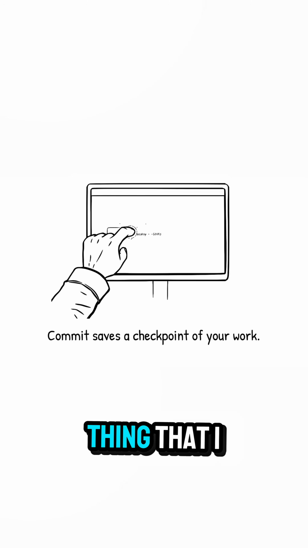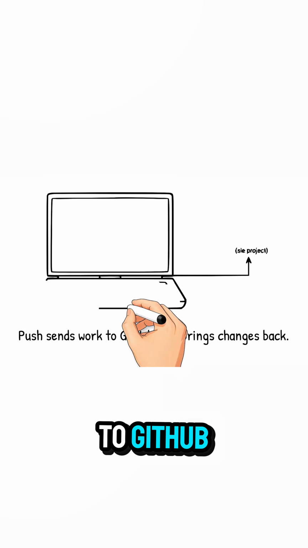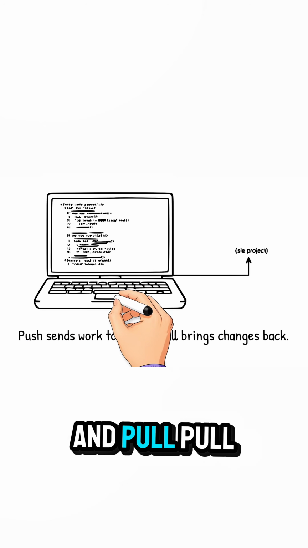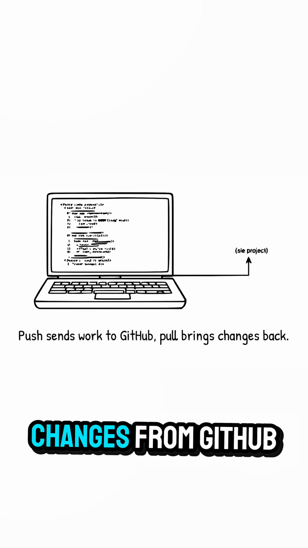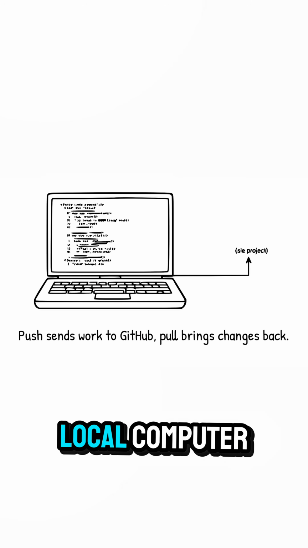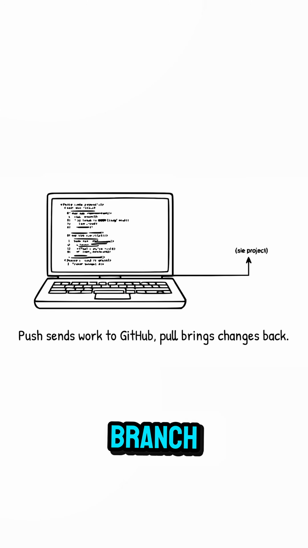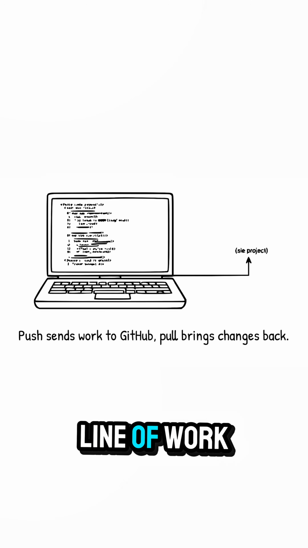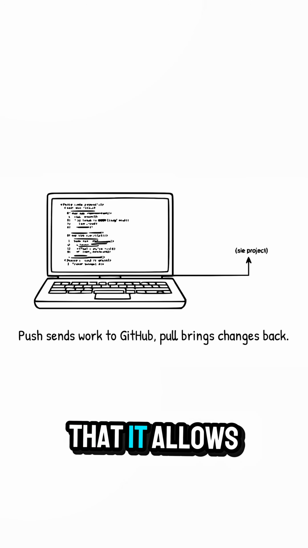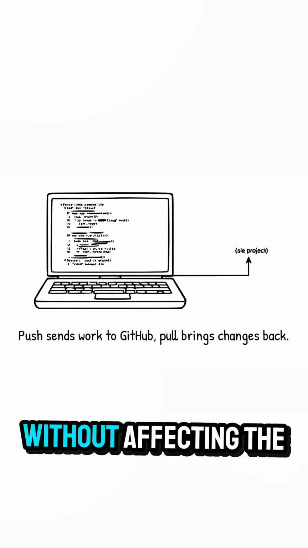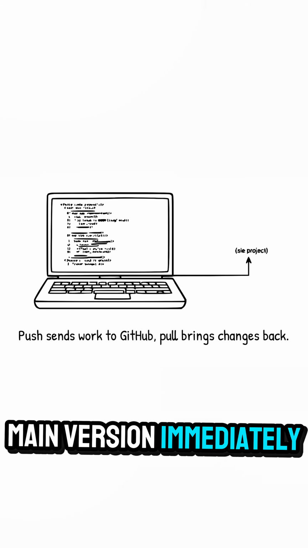And the third thing that I want you to understand about Git and GitHub is push. Push means sending your local work from your computer to GitHub. And pull. Pull is the opposite. It means bringing changes from GitHub down to your local computer. And then we also have a branch. A branch is like a separate line of work inside your project that allows you to work on something new without affecting the main version immediately.